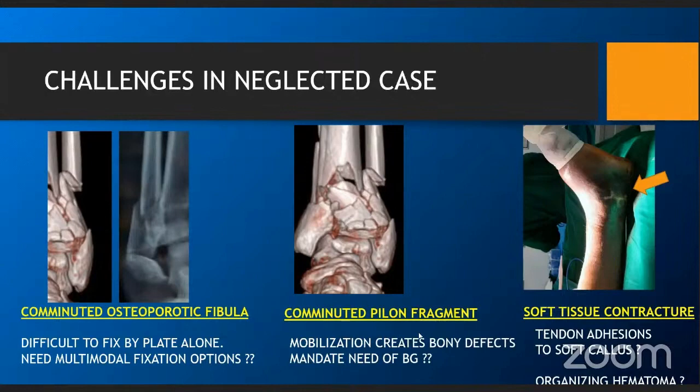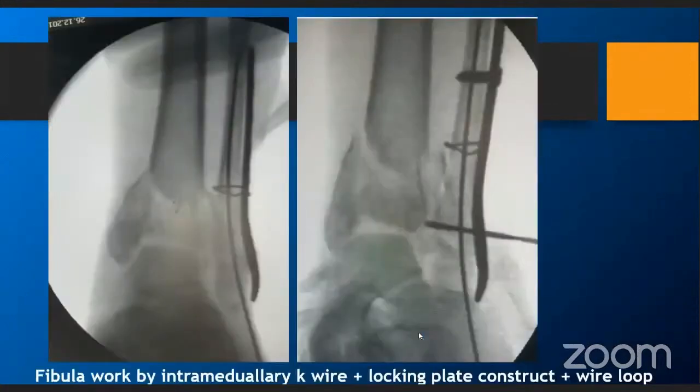One is the comminuted osteoporotic fibula. It is very difficult to put a plate alone. So what should be the fixation strategy, which we have already discussed? Mobilization of the tibial fragments through the approaches we are taking definitely mandates the need for bone grafting, which Anand sir has already mentioned. And there were the soft tissue contractures. If you look at the clinical situation on the table, there was a healed soft tissue transverse scar along the fibula. So my question is, what should be the approach for the tibial and the fibular fractures? So let's start with the fixation because we are running a little late.